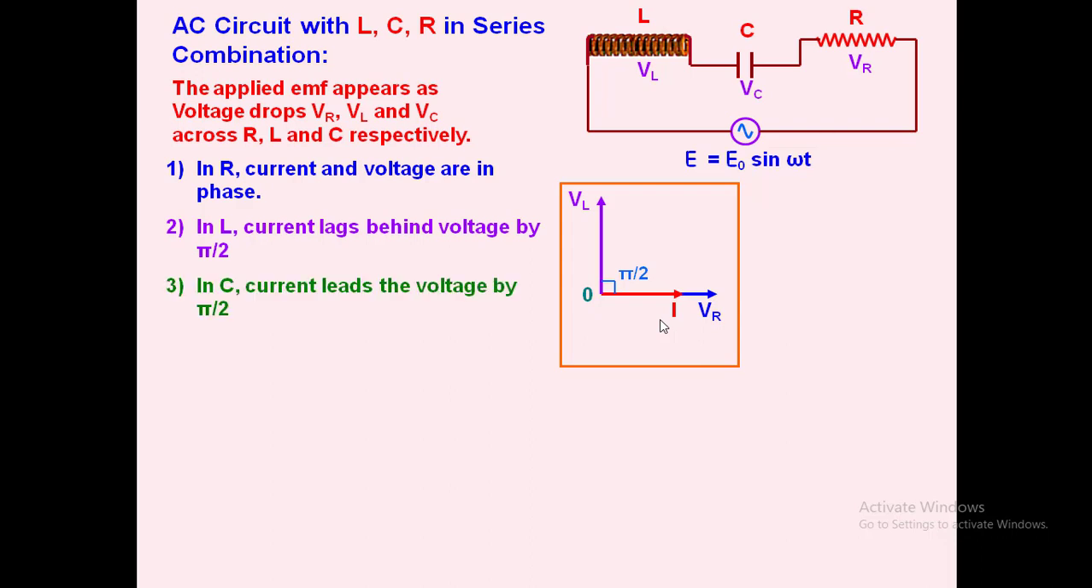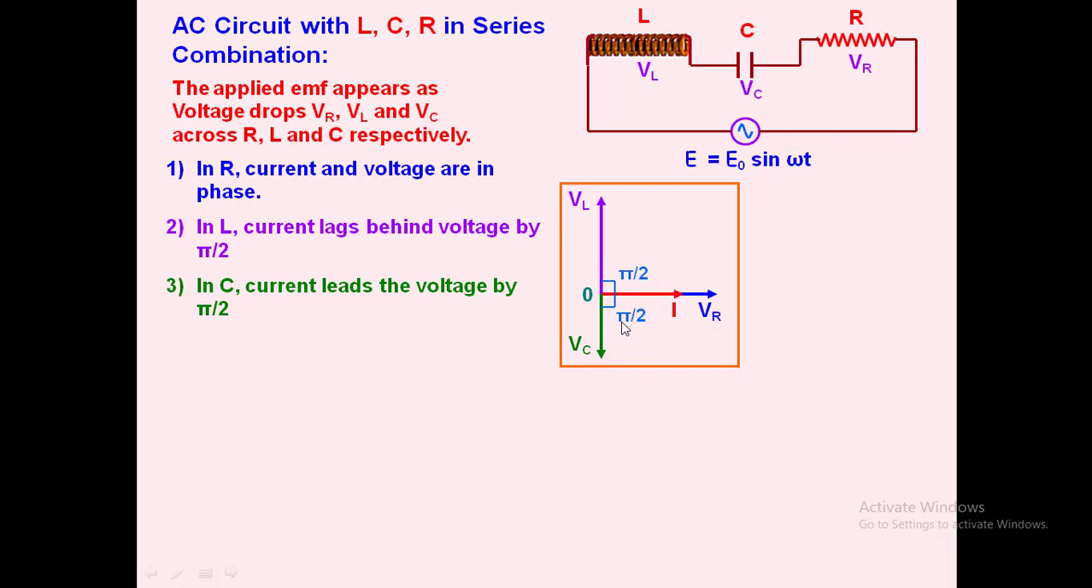In the same way, in a capacitor, the current leads the voltage by pi by 2. That means whenever an AC source is connected across a capacitor, we have seen that the current is going to lead the voltage by an amount pi by 2. Already current has been represented along the x-axis. So whenever you want to represent the voltage across the capacitor, you have to represent it like this.